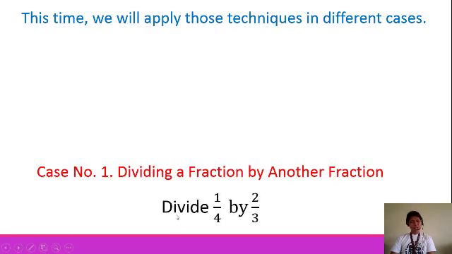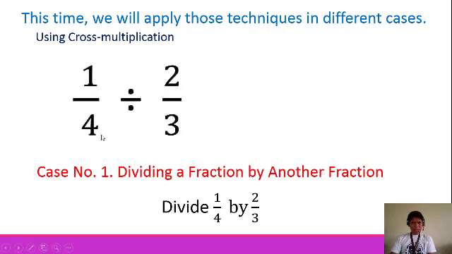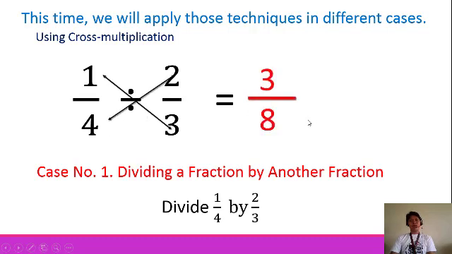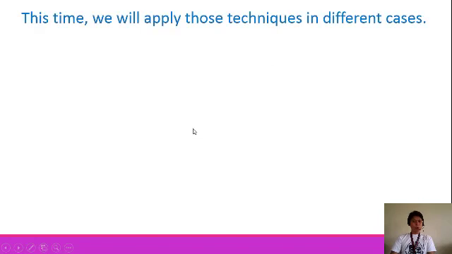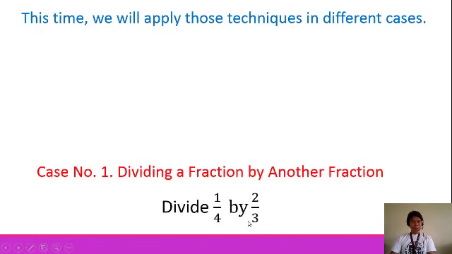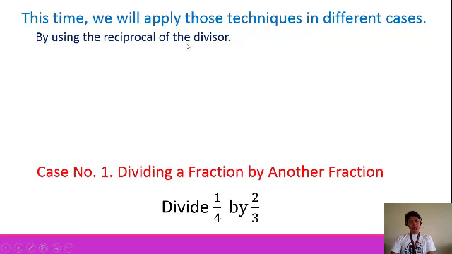So say for example, we divide 1/4 by 2/3. So we can use the cross multiplication. By the way, we can choose any of the methods as long as you know how to apply them, and just do not be confused with the use of cross multiplication and the use of the reciprocal. So 1/4 divided by 2/3, just 1 times 3 is 3 and 4 times 2 is 8, so the answer is 3/8.